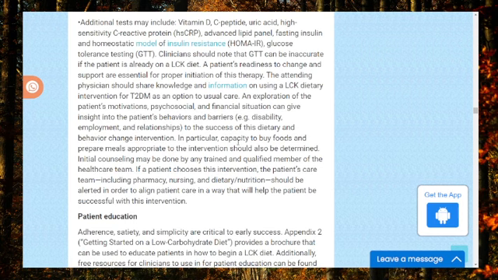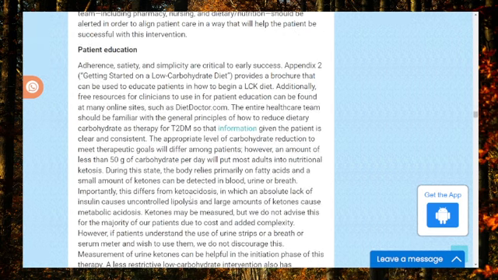In particular, capacity to buy foods and prepare meals appropriate to the intervention should also be determined. Initial counseling may be done by any trained and qualified member of the healthcare team. If a patient chooses this intervention, the patient's care team, including pharmacy, nursing, and dietary or nutrition, should be alerted in order to align patient care in a way that will help the patient be successful with this intervention. Next section, patient education.